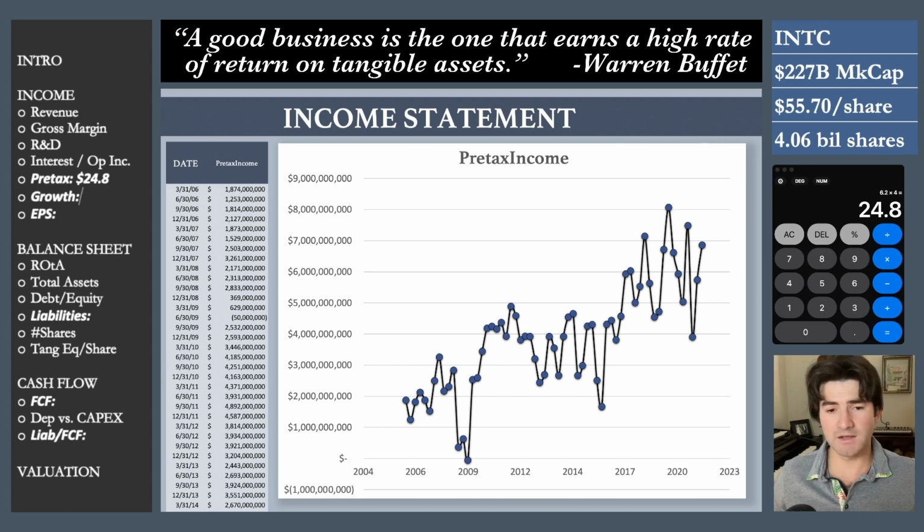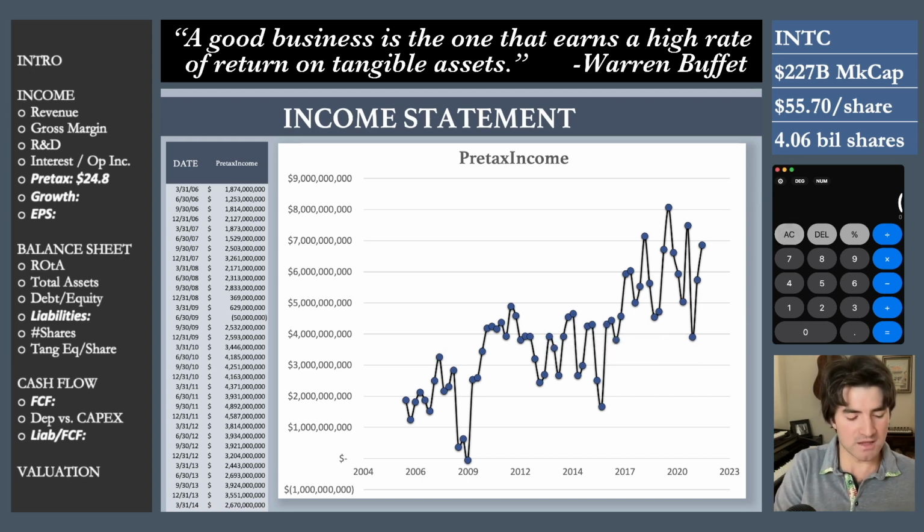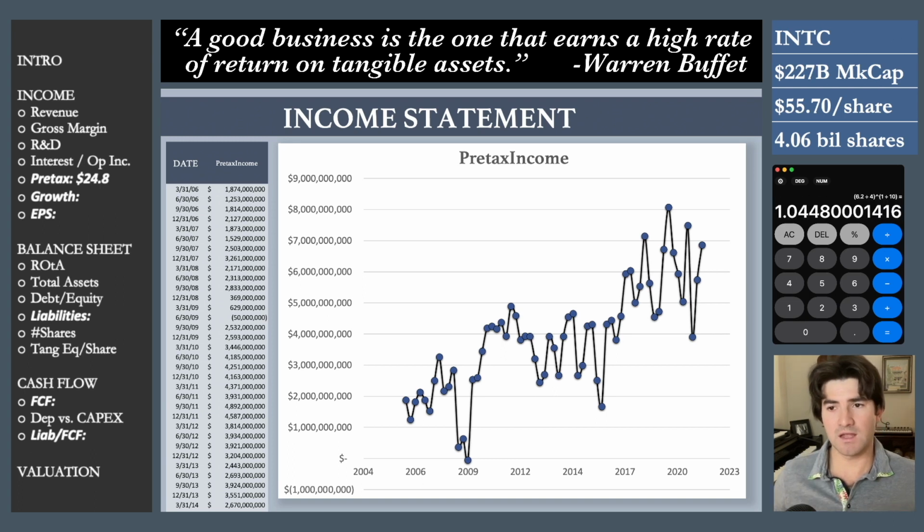24.8. All right, now I want to get a growth rate here. To get a growth rate, you just take the number you just got for pre-tax income and then you go back, you know, 5 or 10 years, however long you want, and then annualize that growth rate. So I'm going to go all the way back to about 2012, this area, and you can see they were making a little over $4 billion a quarter. So I'm just going to use 4. So up here in the calculator, 6.2 divided by 4, and then raise that to the 1/10. And I'm going to get an annualized growth rate of 4.4%.